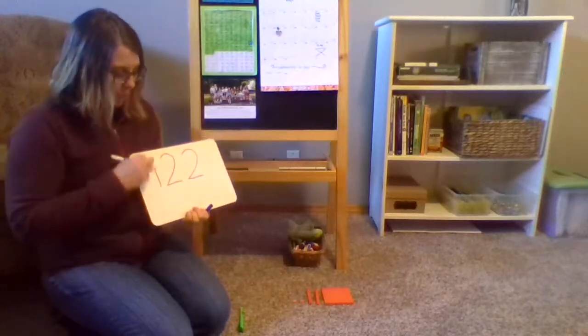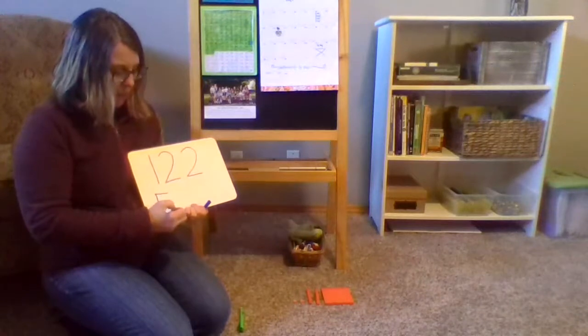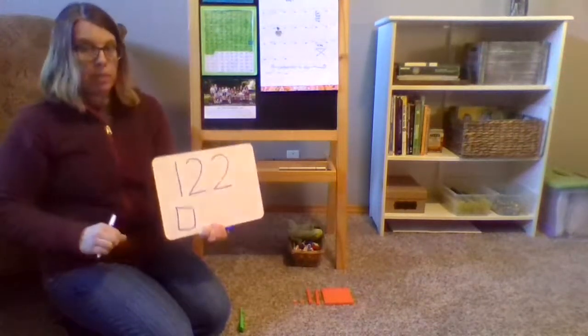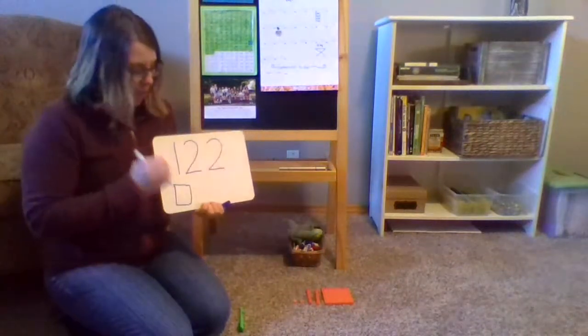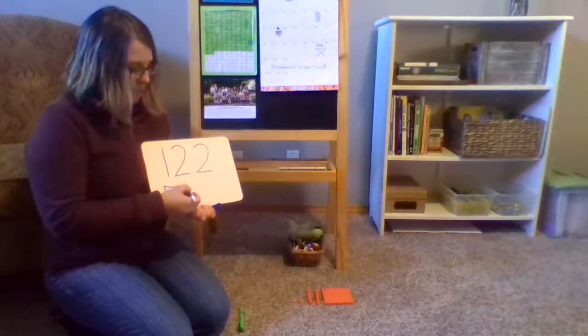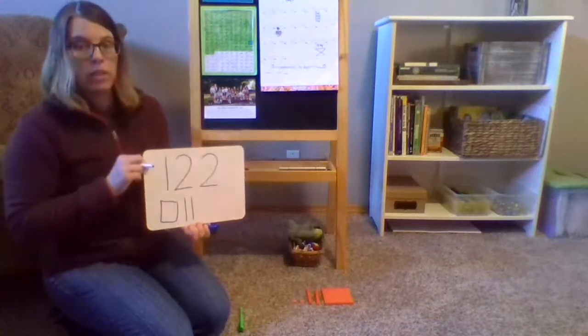So here's 100s. We had one 100 block. So I'm going to show that with a square. That looks like my 100 block. For the 10s, I'll show 110, 2 10s. I have 2 10s. So I'll do it like that, just lines.